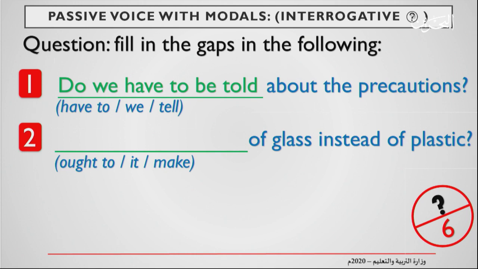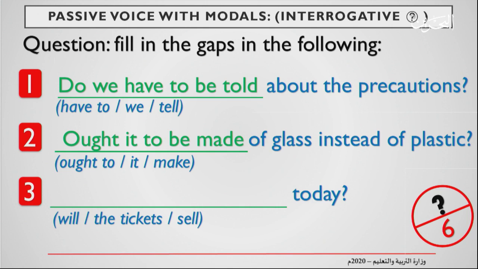Okay, now let's check the answer. The answer is: ought it to be made of glass instead of plastic. All right, give yourself a mark and let's do number 3. Gap today, question mark. You have to use will, the tickets, and sell.